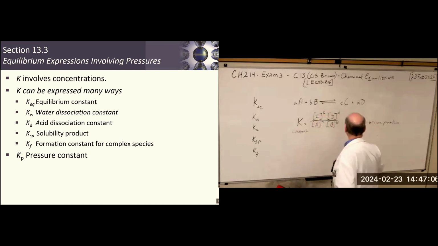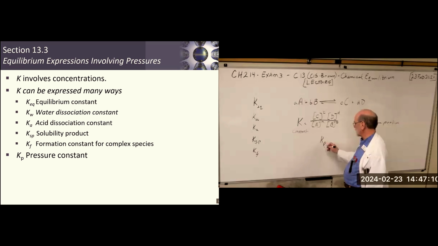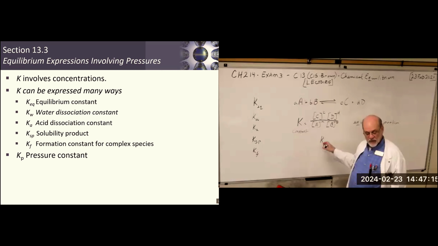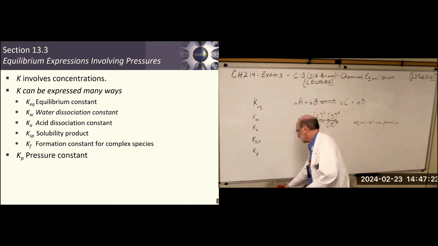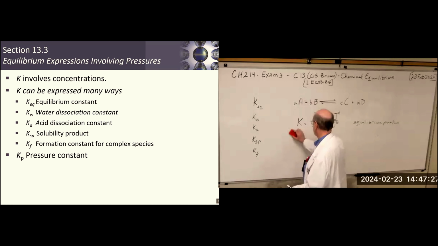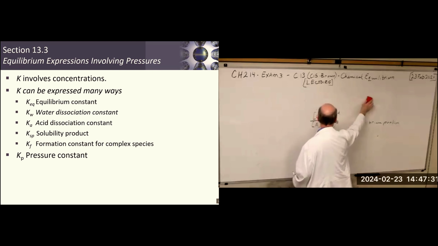And then the Kp, well, I erased it. Kp is an expression for equilibrium when we are using partial pressures for a reaction in which all the reactants and products are gases. All right. There are probably some more, but those are the main ones.